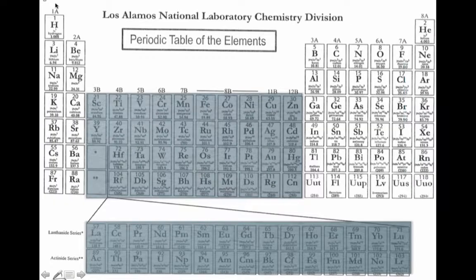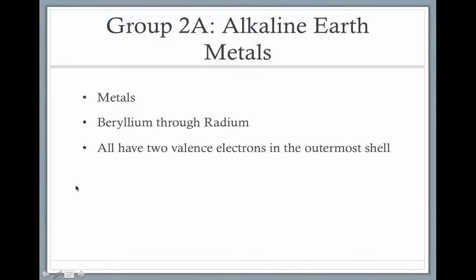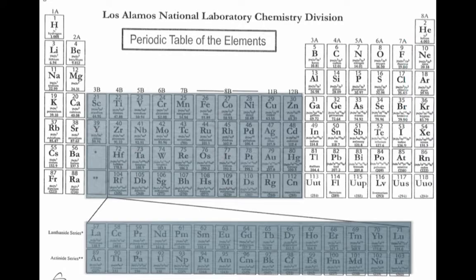Okay, the next group. So again, transition metals, alkali metals. This group, 2A, you're coloring beryllium through radium. These are called your alkaline earth metals. They are metals, and they have 2 valence electrons in the outermost shell. So again, transition metals, alkaline earth metals.